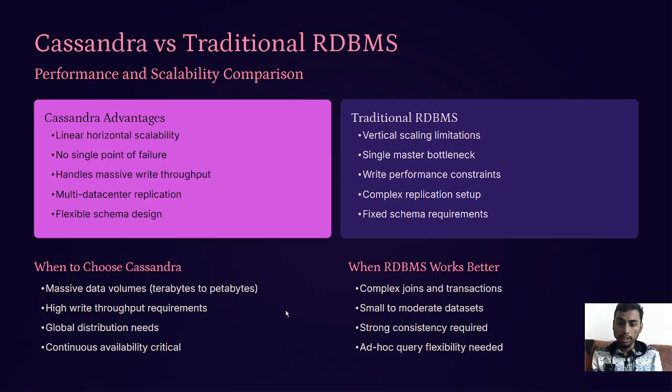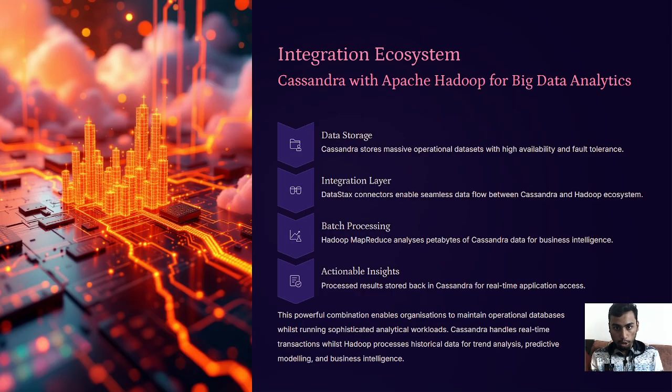So when to use Cassandra and when to choose RDBMS. When we want to store massive amounts of data, we prefer Cassandra, and when we perform complex joins and transaction related things, we prefer RDBMS. Now, integration ecosystem. How do we integrate Cassandra with Apache Hadoop for big data analytics, data storage? Cassandra stores massive amounts of data, then the integration layer, then batch processing, and then actionable insights. This powerful combination allows us to do big data.